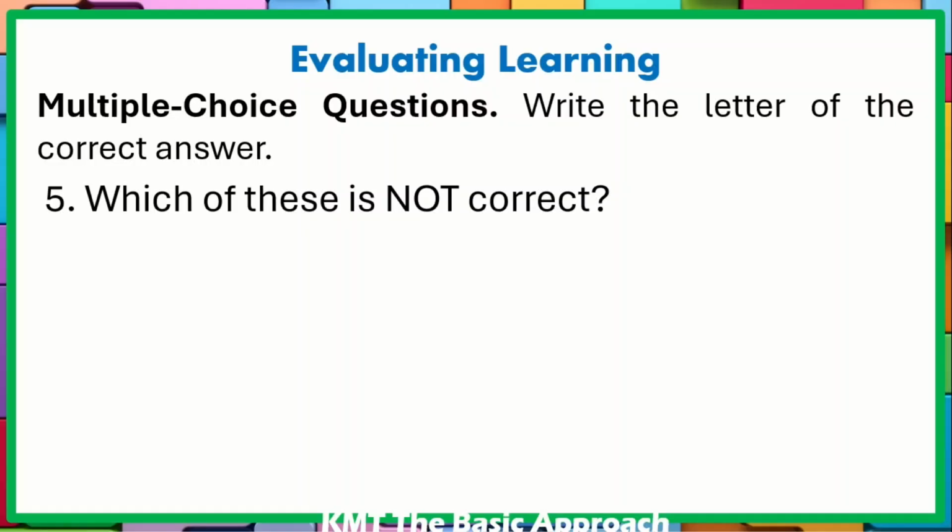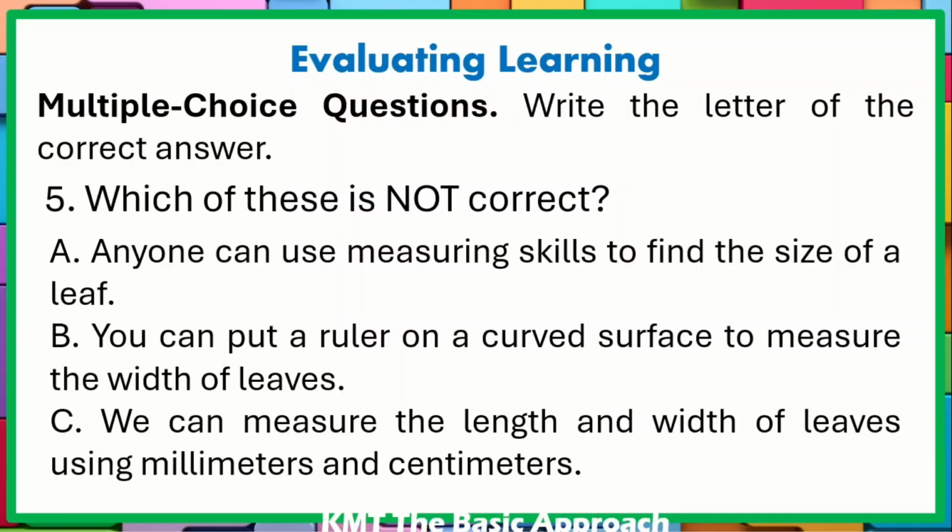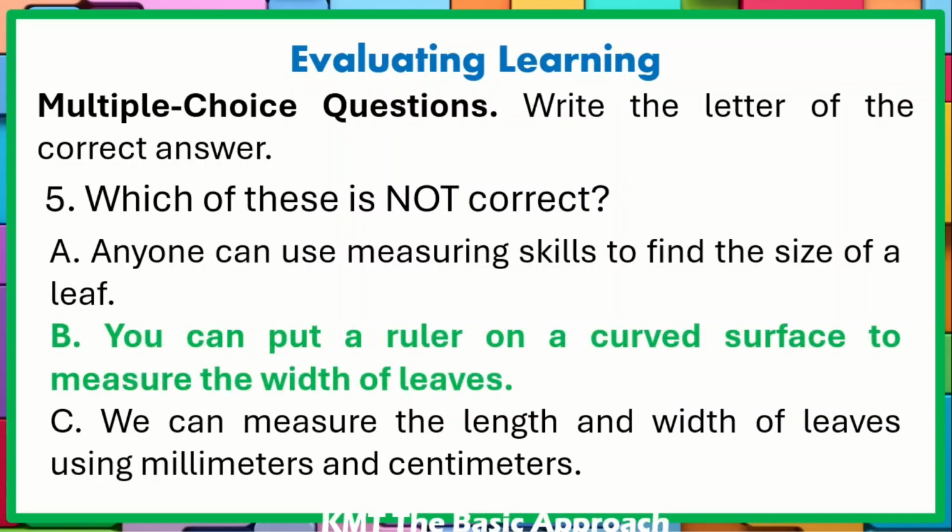Number 5. Which of these is not correct? A. Anyone can use measuring scales to find the size of a leaf. B. You can put a ruler on a curved surface to measure the width of leaves. C. We can measure the length and width of leaves using millimeters and centimeters. What is the correct answer? Correct! Letter B. You can put a ruler on a curved surface to measure the width of leaves.